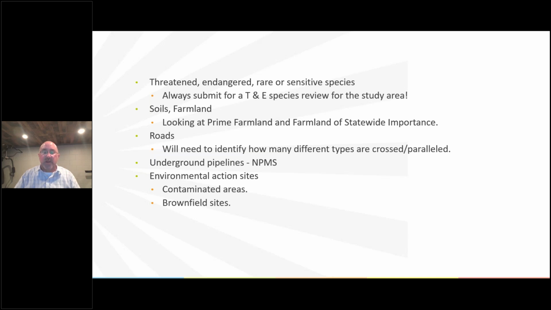You can also back up years in Google Earth to see dry areas in the fields or areas of construction. We also have environmental action sites, such as contaminated areas and brownfield sites.